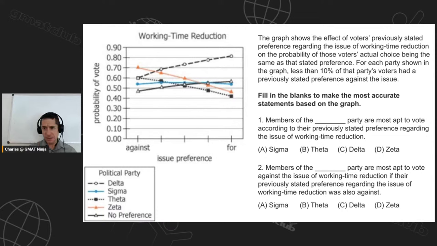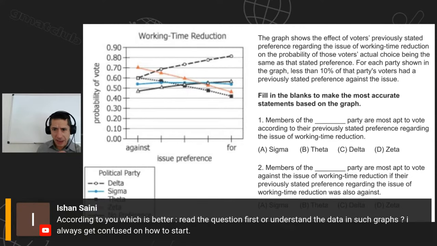And thank you so much, everybody, for doing this. There was a question that came up I want to address before we dive into this one. Thank you for this, Ashan. And again, as always, apologies for any mispronunciations of names. Courtney asks: which is better, read the question first or understand the data in the graphs? I get confused on where to start. Yeah, thank you for that.